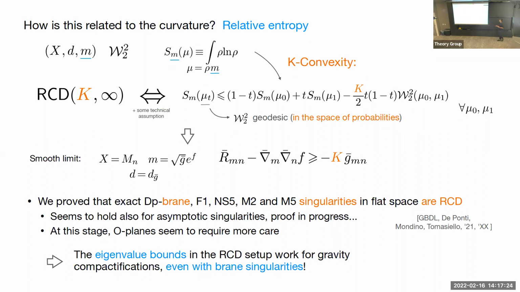At least we can now say that if you look in the literature in optimal transport theory and in the RCD literature, the eigenvalue bounds that we find there will also hold for compactifications with sources like branes.